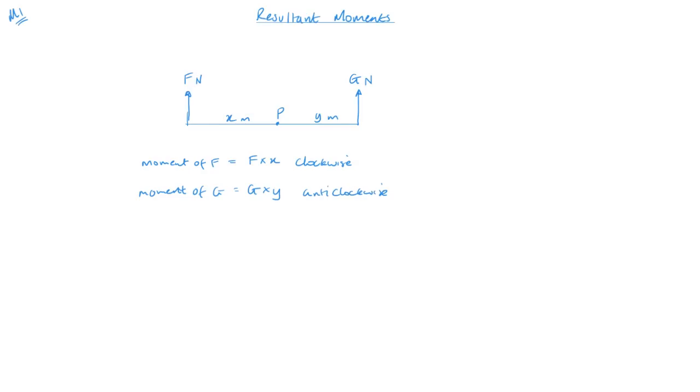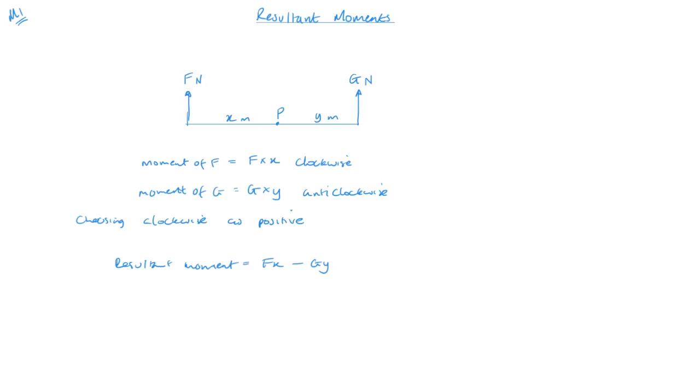Now usually you find out these actual values and then it's pretty obvious which direction is going to be the positive direction because you can see. But if you can't see, you'd pick a direction. So, choosing clockwise as positive, then the resultant moment will be Fx minus Gy.